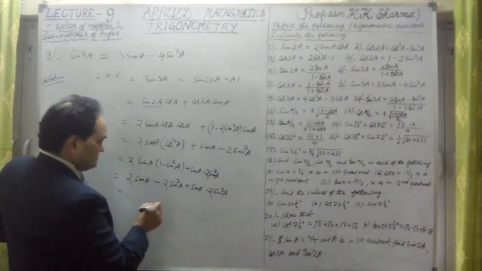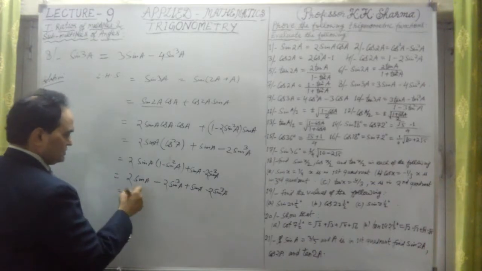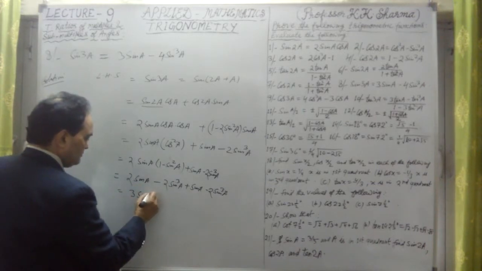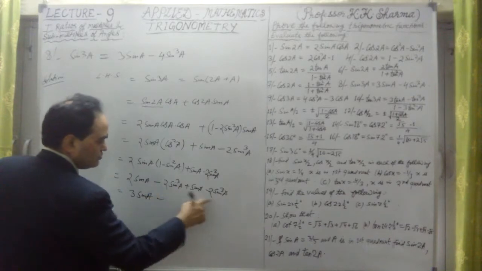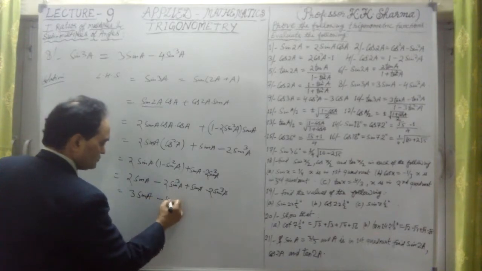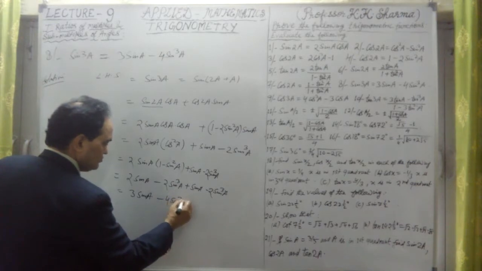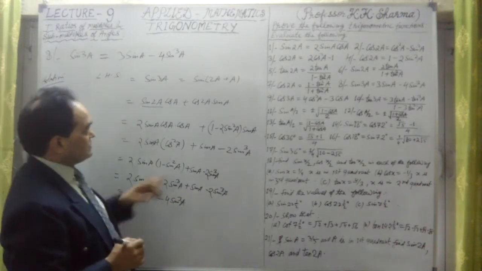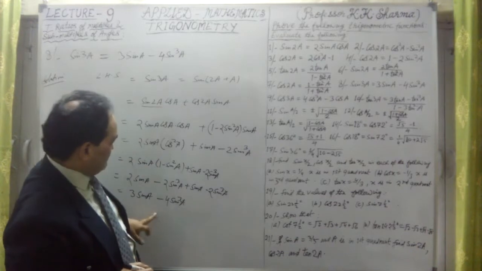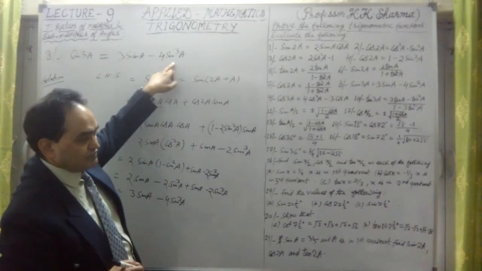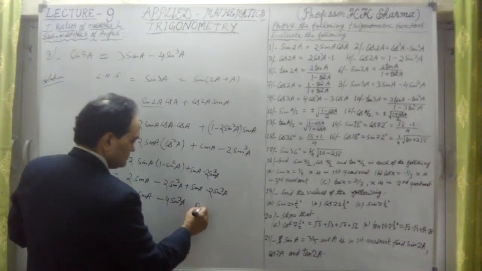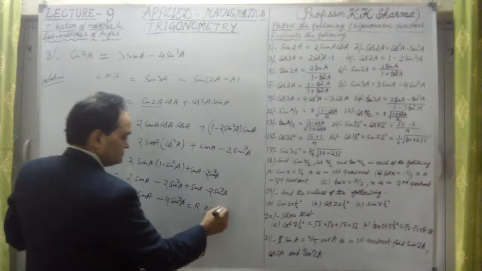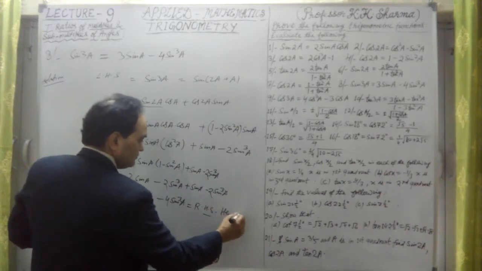Hence, let me add them. Now sine A plus 2 sine A is 3 sine A. Similar terms are added up. Minus 2 sine cube A and minus 2 sine cube A is minus 4 sine cube A. Same result, 3 sine A minus 4 sine cube A. The same result is obtained. This is the right hand side. Hence proved.